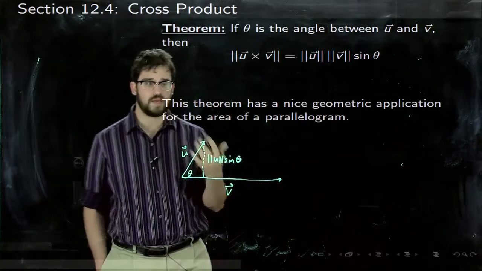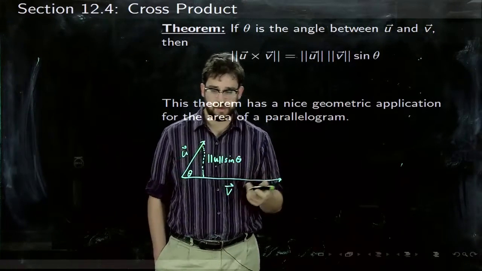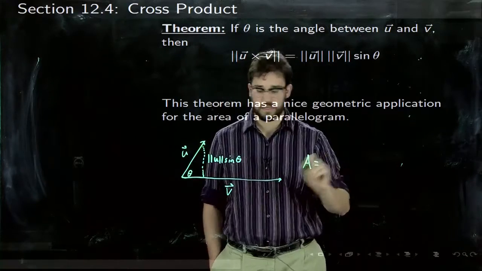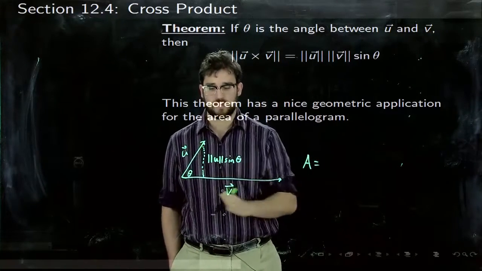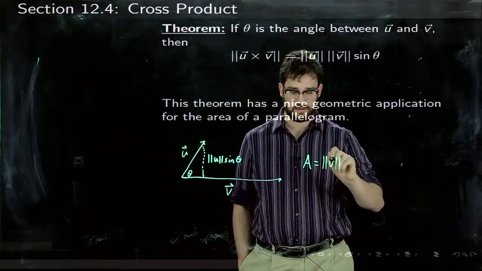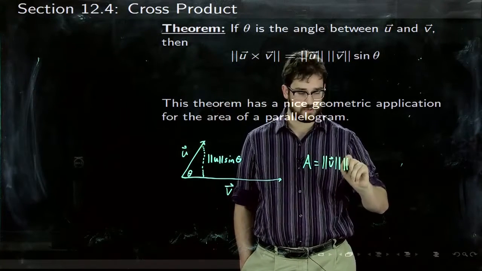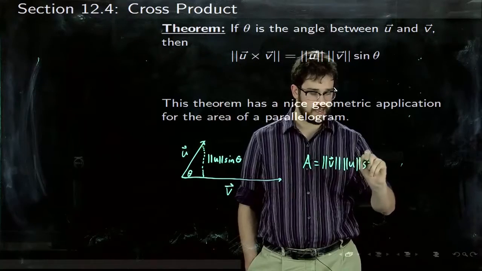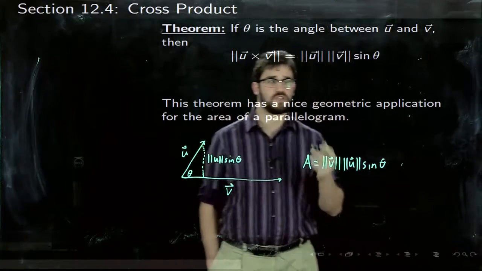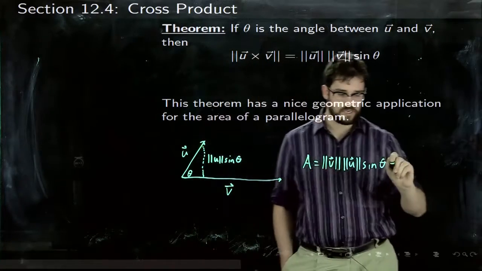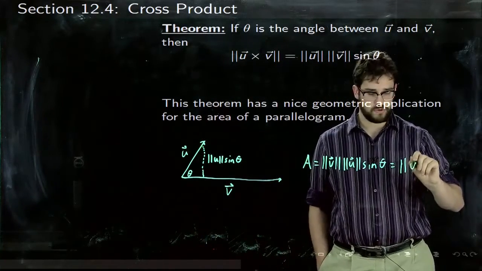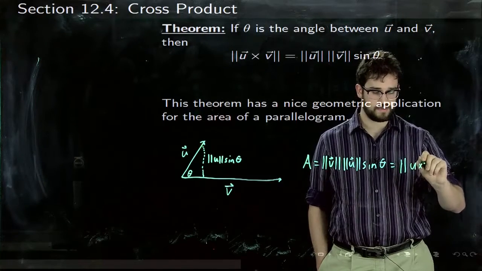Well, what is the area of a parallelogram? Area is just base times height. So we have the magnitude of v times the magnitude of u sine of theta, which we just said was equal to the magnitude of u cross v.